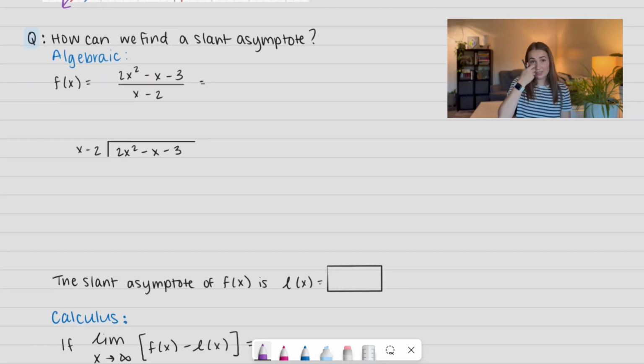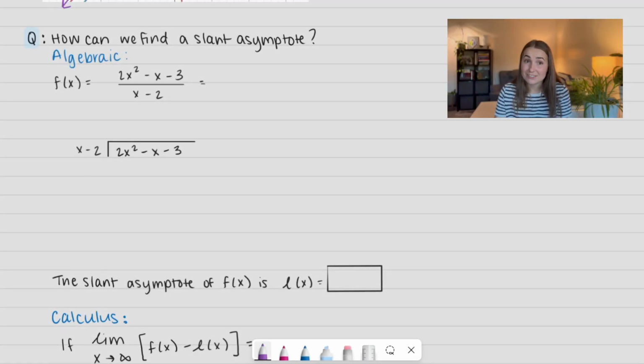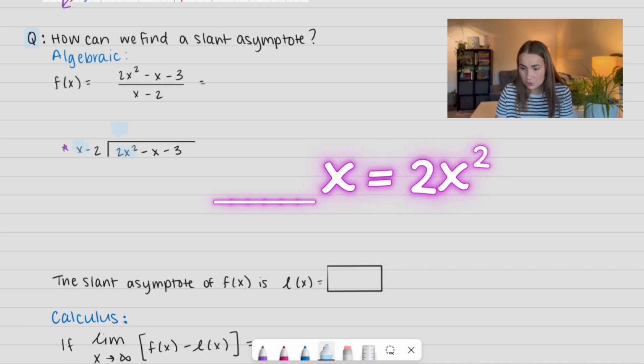First, we're going to start out with the algebraic way. Calculus is built on algebra, so make sure we have that in our back pocket. We are going to have to do long division, unfortunately. I'm going to go over this with us in case we don't remember. I have x minus 2 on the outside here, and then our function on the numerator on the inside. So we need a number right here that multiplies by x to give us 2x squared. So I'm going to go ahead and multiply by 2x.